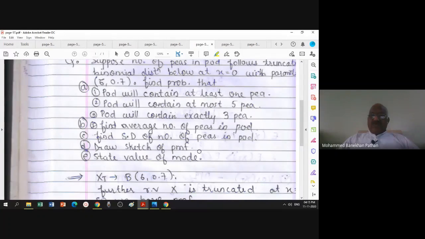See now how to proceed. Part A is the same as example 1. Write the PMF and use the PMF to do this calculation. This is also similar, get the expected value. This is similar because once you get the variance, you get the standard deviation. This D and E is new to you. See how to proceed.